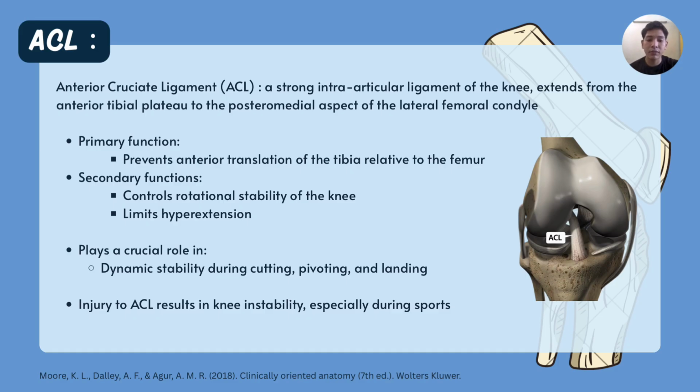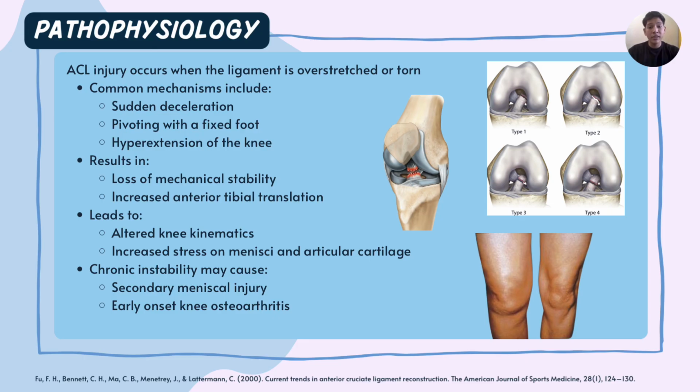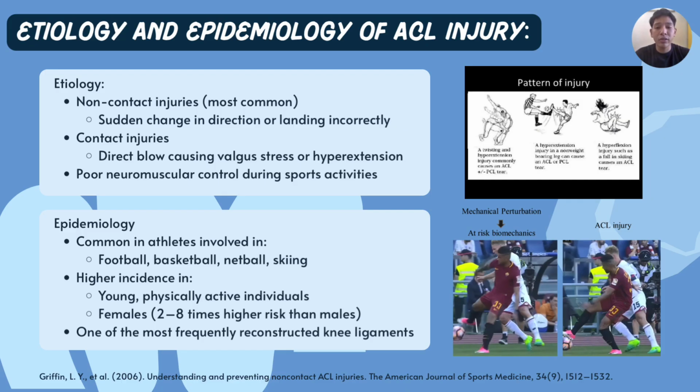active individuals. Moving into the pathophysiology, an ACL injury occurs when the ligament is overstretched or torn, typically through sudden deceleration, pivoting with a fixed foot, or hyperextension. When this happens, the mechanical stability we discussed is lost, leading to increased anterior tibial translation. This isn't just a one-time event. It alters the entire kinematics of the knee, placing excessive stress on the menisci and articular cartilage. If left untreated, this chronic instability often leads to secondary meniscal injuries and significantly increases the risk of early onset osteoarthritis.